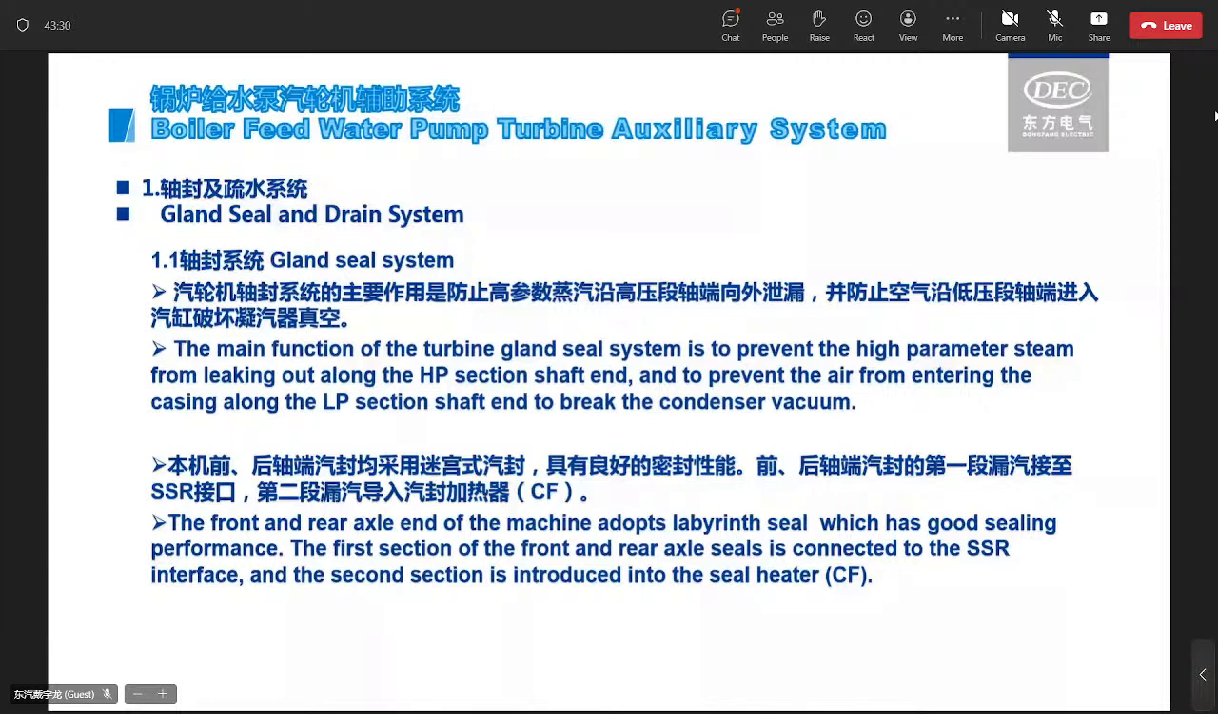The front and the rear shaft seals of this unit adopt the labyrinth seal, which has good sealing performance. The first section exhaust steam of the front and the rear shaft seals is connected to the SSR interface, and the second section exhaust steam is introduced into the seal heater.